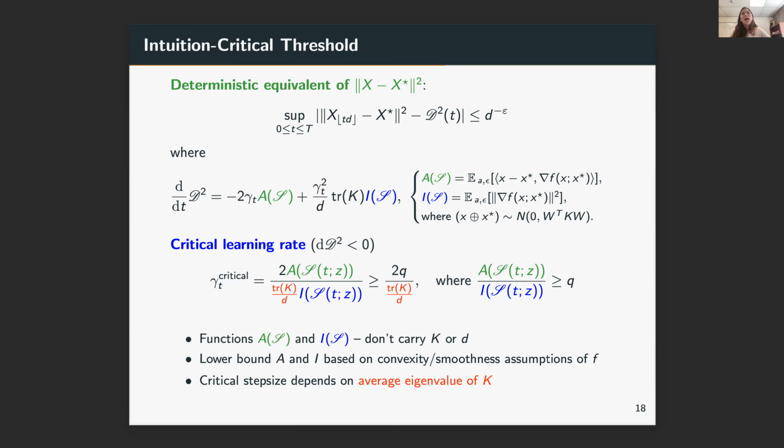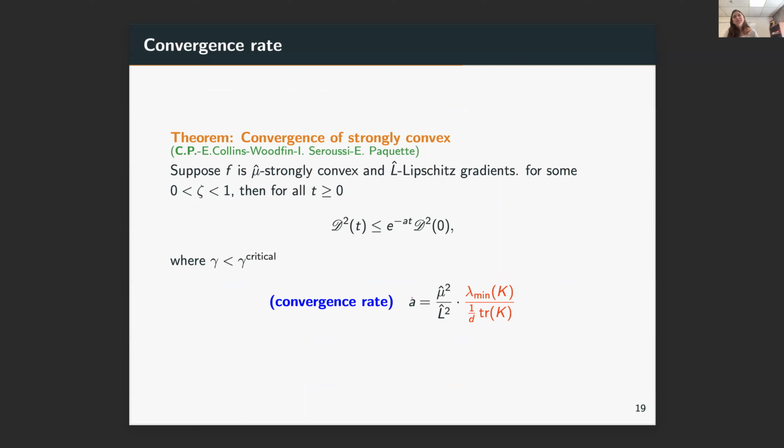The other thing is A and I can be lower bounded based on convexity and smoothness assumptions. So if you assume things like strongly convex, then you have a lower bound on A and I, for instance. In the least squares case, Q here is just exactly 1. So in some sense, it's exactly the critical threshold for step sizes. So when do you actually decrease at each iteration for a stochastic algorithm? You have a natural way of writing this. You can also get convergence rates from this.